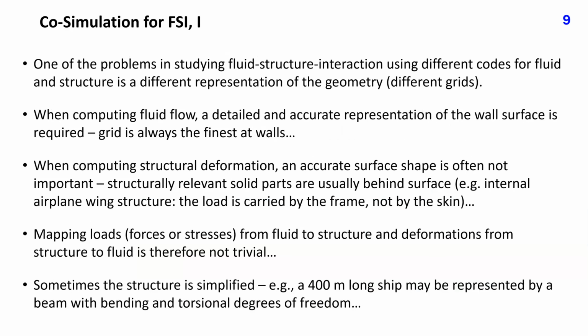One of the problems in studying fluid-structure interaction using different codes for fluid and structure is a different representation of the geometry, that is, different computational grids. When computing fluid flow, for example around an aircraft wing, a detailed and accurate representation of the wall surface is required. Grid is always fine at walls and the finest around wing tip, where the tip vortex is created.